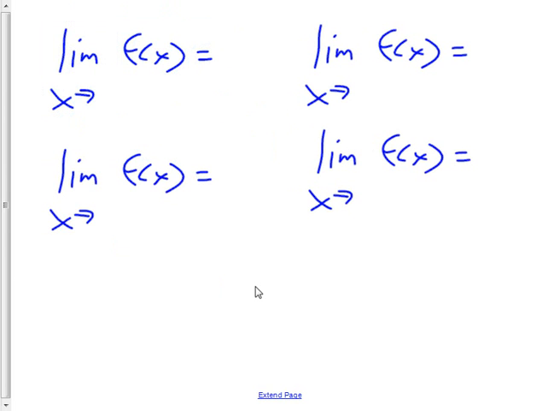4 limits. As I go to positive infinity, it will be negative 2. As I go to negative infinity, it'll be negative 2. As I go to 3 from the positives, it'll be infinity. And as they go towards 3 from the negatives, it will be negative.